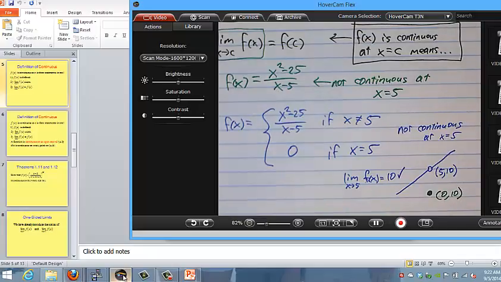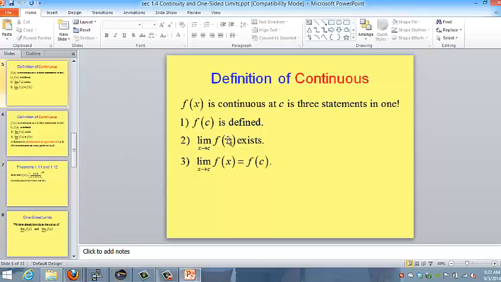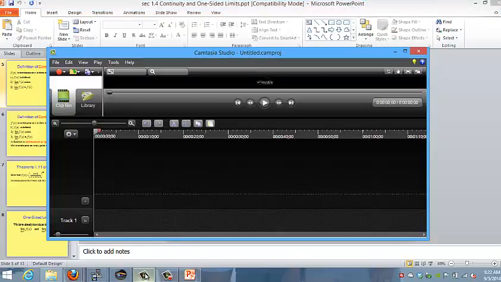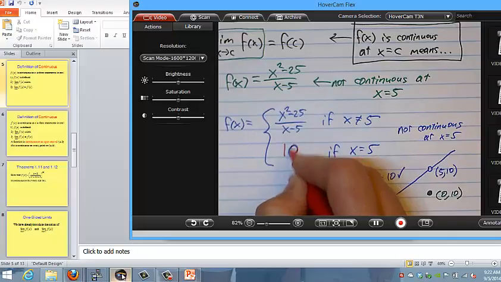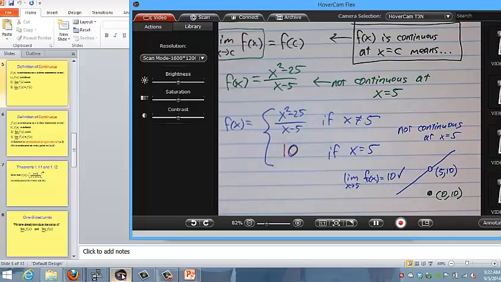So when I look at my checklist of three properties, I have f of c defined, I have the limit to exist, but they also have to be equal. If you don't have that, you're out of luck. What would I have to do if I want to make this a continuous function? Here, let me get my red pen out and fix it. You don't want to make this 0. What do you want to make it? How about 10? If I make it equal 10, this dot isn't there anymore.